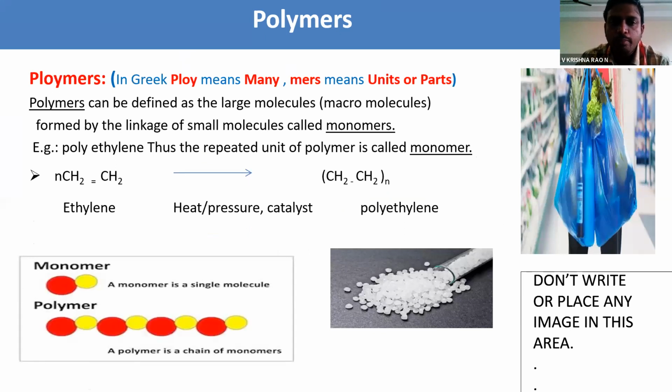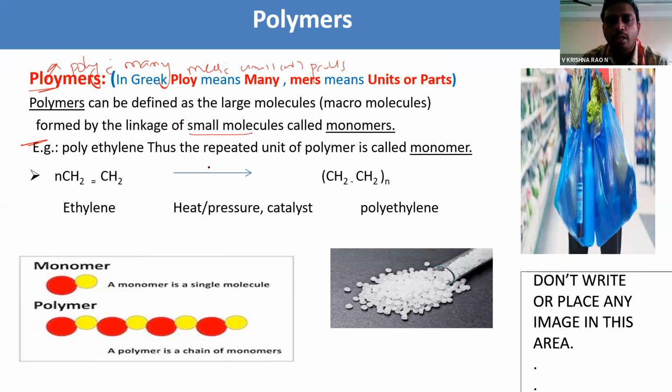Okay, polymer is a Greek word. Poly means many, and mers are nothing but units or parts. It's derived from the Greek word poly, which means many, and mers are units or parts. So the definition of polymers is: large molecules formed by the linkage of small molecules.